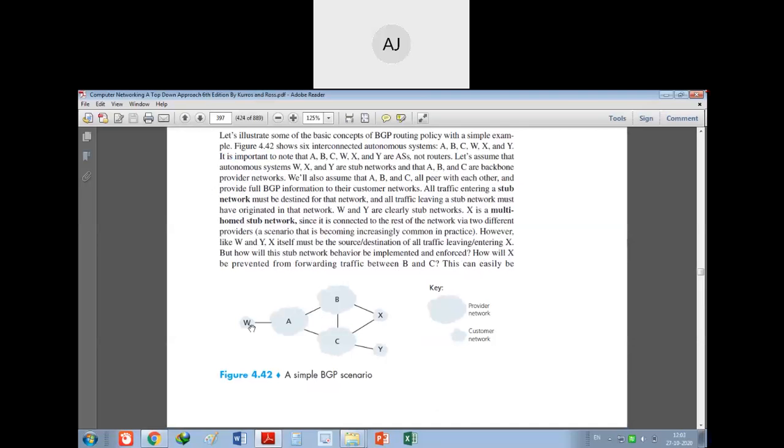Now W wants communication with X. So how many service providers does it have to pass through? Either go with A, B, X or A, C, X. Okay. So these are the possible paths you have. Now, how will the selection of this one particular route take place? For that, this case study comes after, but it will give you some information.